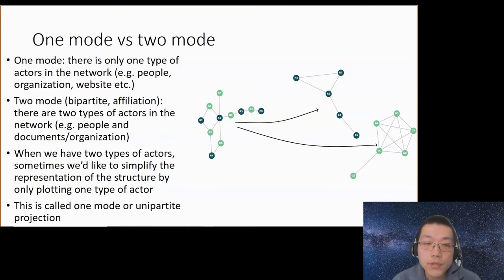And so when you have two types of actors, sometimes we like to simplify the representation by only plotting one type of actor. And this is what we call the one-mode or unipartite projection. So here in this example, from the two-mode network, you can create a network that only contains organizations or a network that only contains people. In the network that only contains organizations, a link between two organizations means they have the same organization members. While in a people-only network, a link between two people means that they joined the same organization.